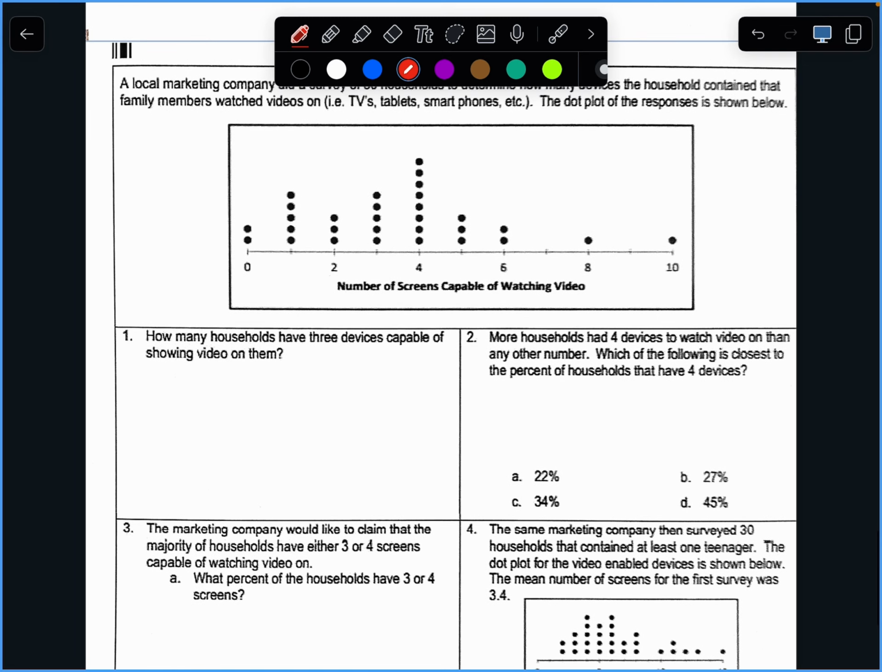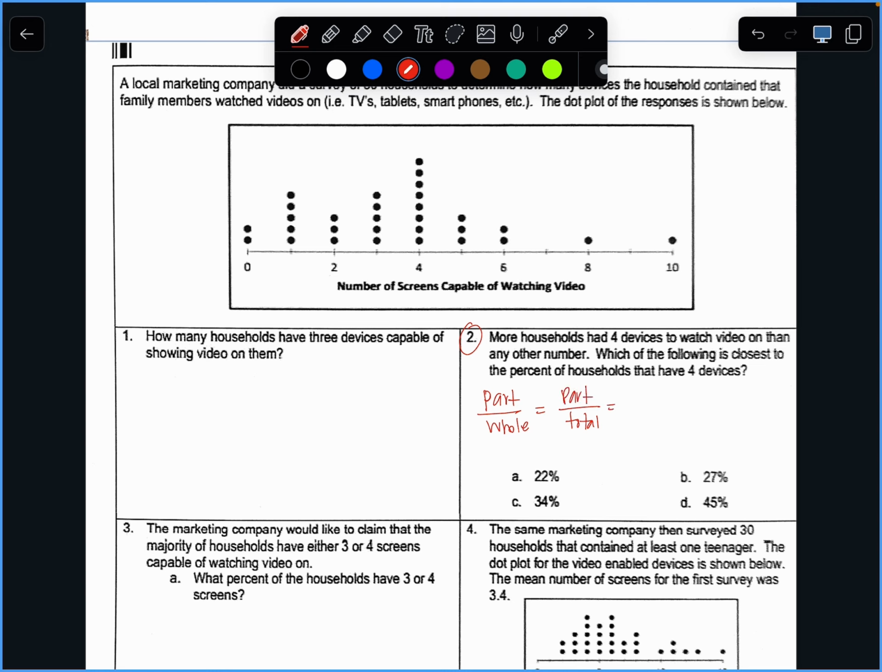So number 2, all right, I want to answer it with you. It says, which of the following is closest to the percent of households that have 4 devices. So first of all, percentage, you always look at the part over the whole. I'm sure you did that in Math 8 and Math 7. Part is a piece of the whole. So what's the piece here? So we have the part over the whole, or in other words, the total and the part, right?